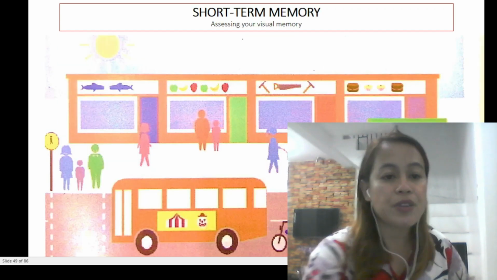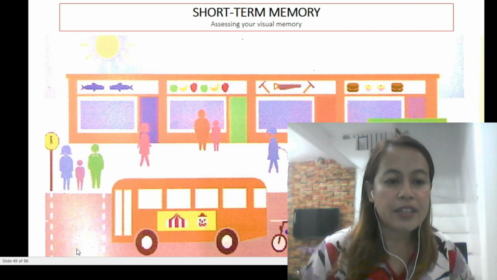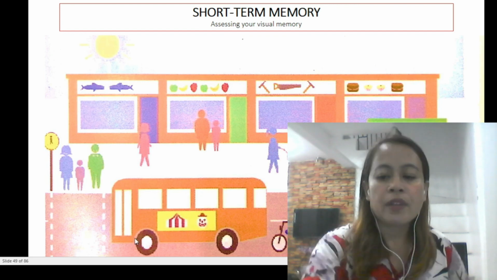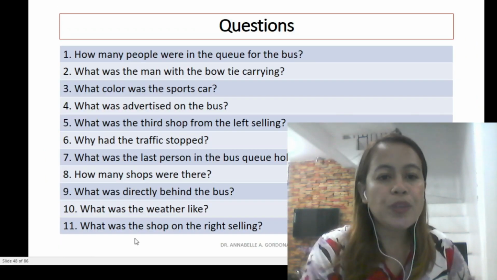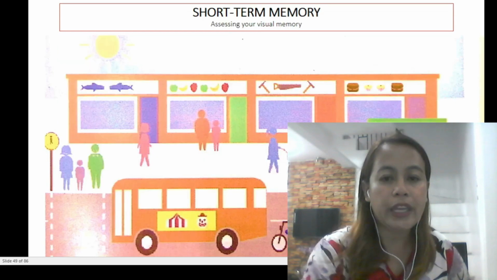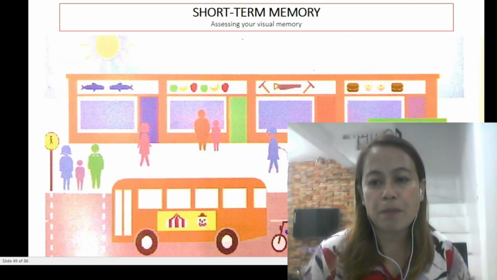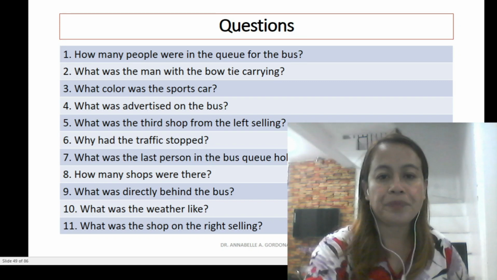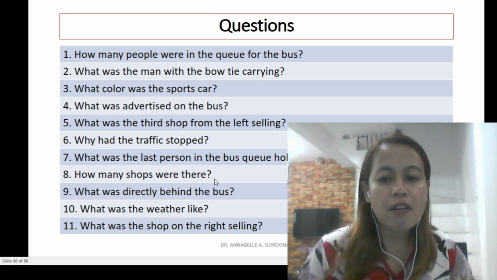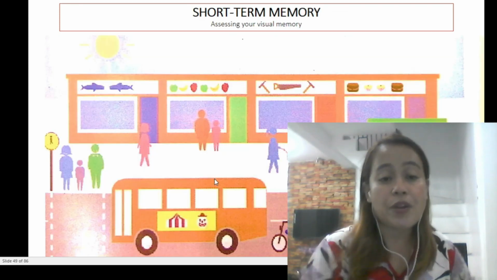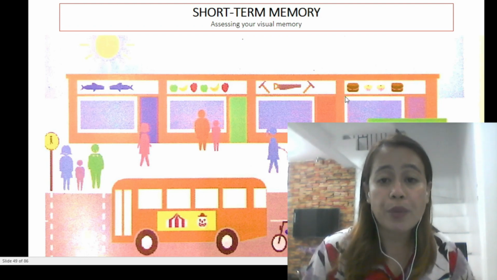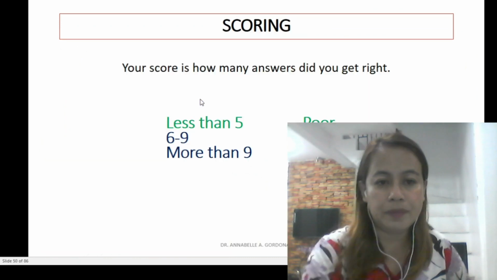Okay? Next, we also have, why had the traffic stopped? So it's a pedestrian lane, this one. Okay? And another one, what was the last person in the bus queue holding? Okay, so he's holding a newspaper. How many shops were there? So let's check. So there are actually 4. 1, 2, 3, 4. What was the weather? It's sunny. Sorry.